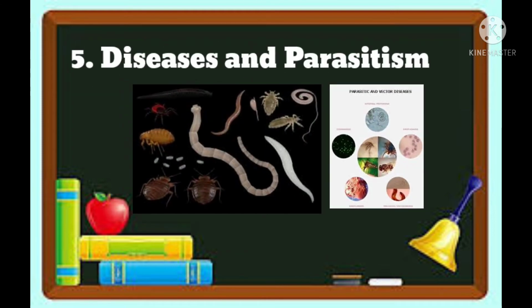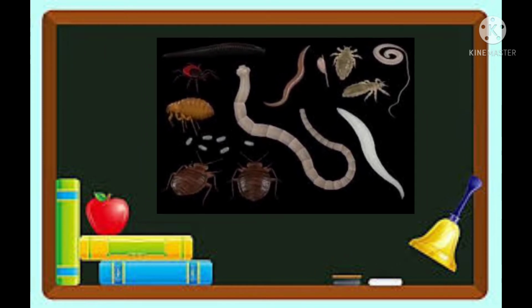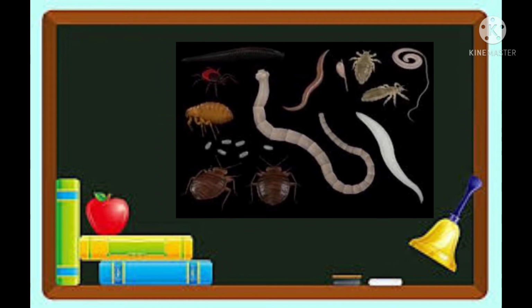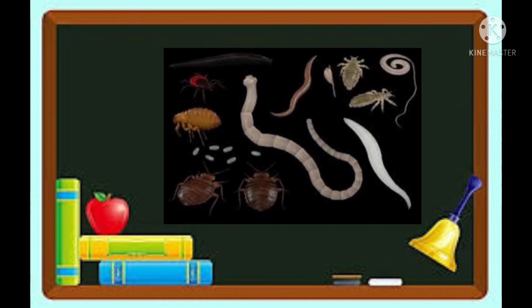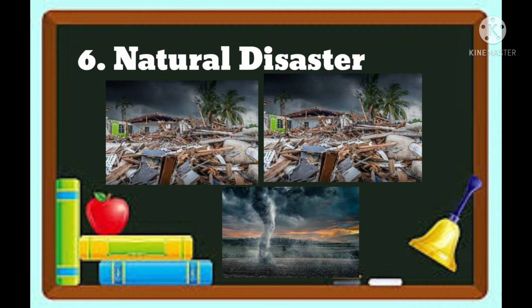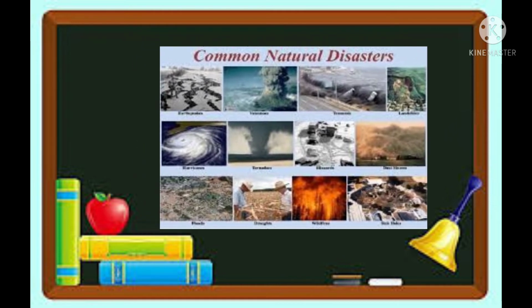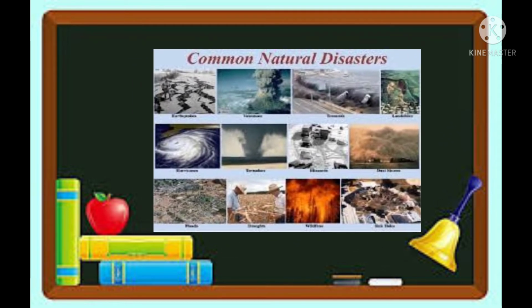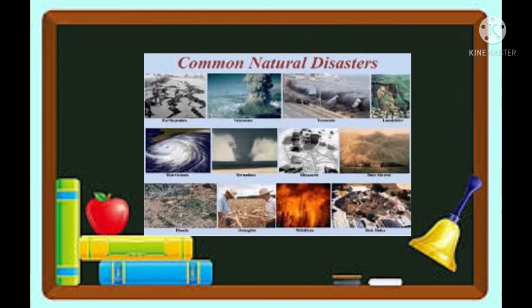Number 5. Diseases and parasitism. Diseases and parasites have more opportunities to spread and infect individuals in larger populations, such as through contaminated water supplies. Number 6. Natural disaster. It is something that could happen no matter the size of the population, like fires and other natural disasters, odd weather, and clear-cutting forest.